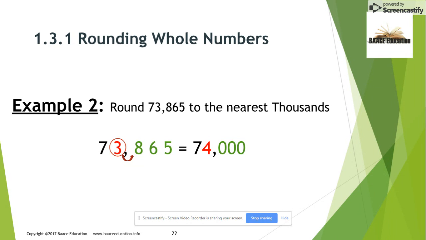Similarly, if we want to round the same number to the nearest 1,000, the digit 3 is the thousands place, and we look at the next number. Since the next number, which is the 8, is more than 5, the 3 goes up by 1 and it becomes 4, and we have 74,000.